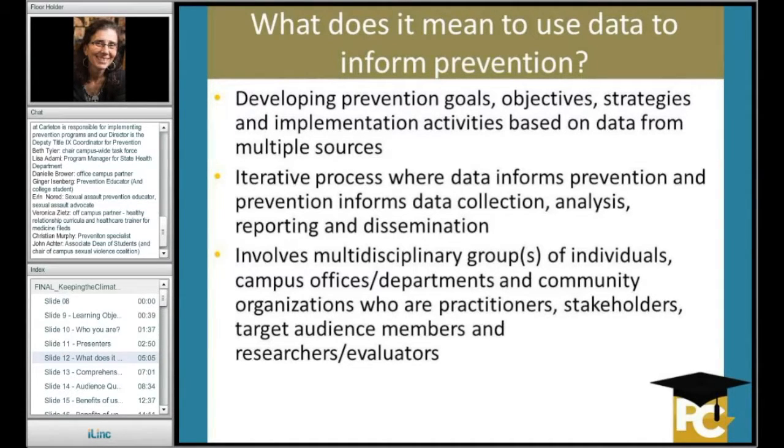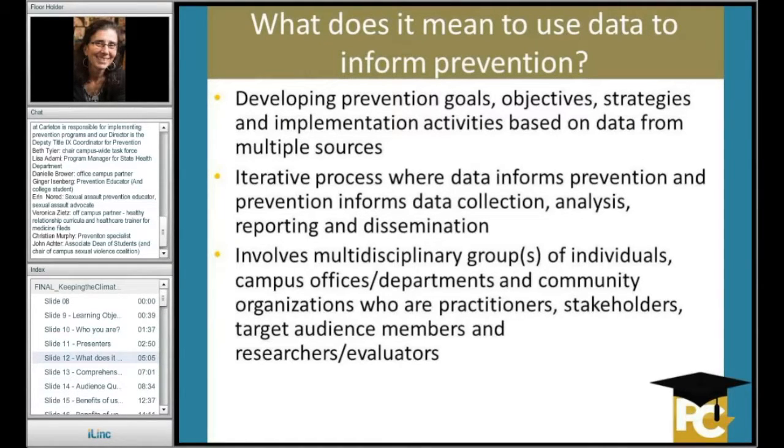Whenever I think about integrating data into our prevention work, I also want to remind the folks that I work with that it really is an iterative process. So for me, data that informs prevention is also prevention that informs data collection, data analysis, reporting, and dissemination. So it's really this reciprocal relationship.